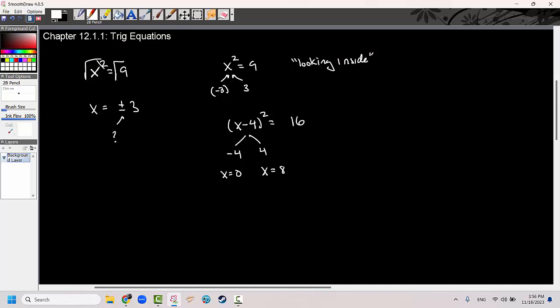So we're going to be using this looking inside method, in particular with this style of equation solving for trigonometry. Give me a second, I'll be right back with some examples.